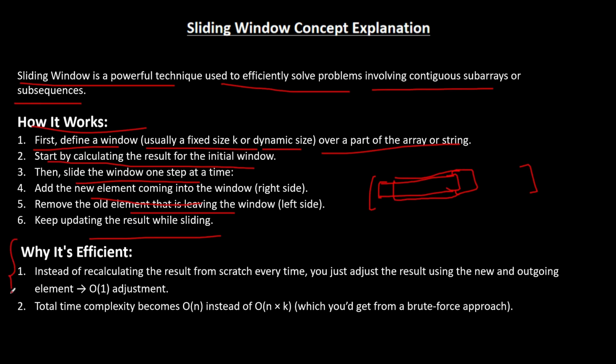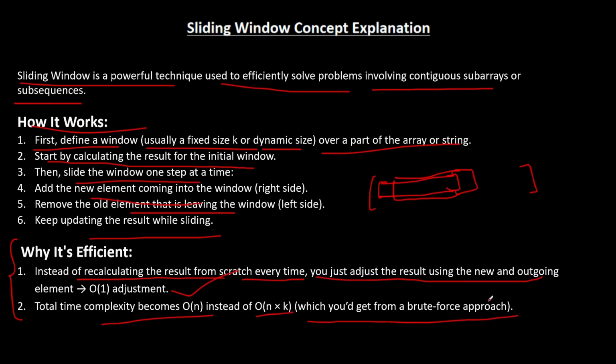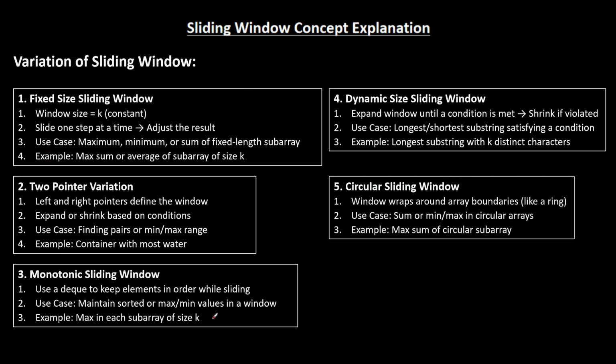Now, why is it efficient to use? Instead of recalculating the result from scratch every time, we just have to adjust the result using the new and outgoing element. That just requires O of 1 time. And the total complexity becomes O of n instead of O of n into k, which you get from the brute force approach. Brute force approach is basically you start from i, go till k, this is the size. Then again you start with i plus 1, and again you go k times, and this is how you go, right? So this boils down our complexity to O of n. Now let's move to the next slide.